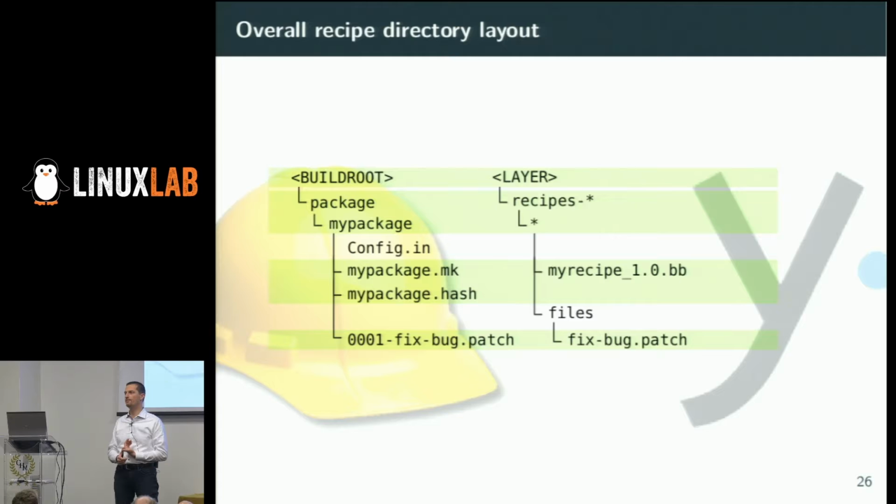In Yocto, you can have multiple layers, but under each layer you have one or more recipes-something directories with some subdirectories. Each subdirectory can contain one or more recipes. Each has a .bb extension or .bbappend. The .bb is the equivalent of the .mk plus .hash files, which are all in a single file. There is no equivalent of Config.in because there is no config interface. And patches are put in a subdirectory, which can have any name. If you use files, then it's one of the defaults, but you could use a different name.